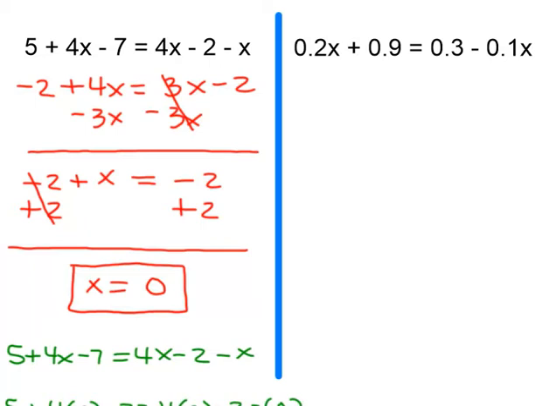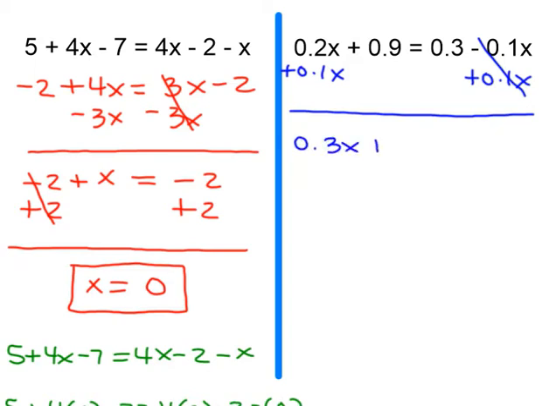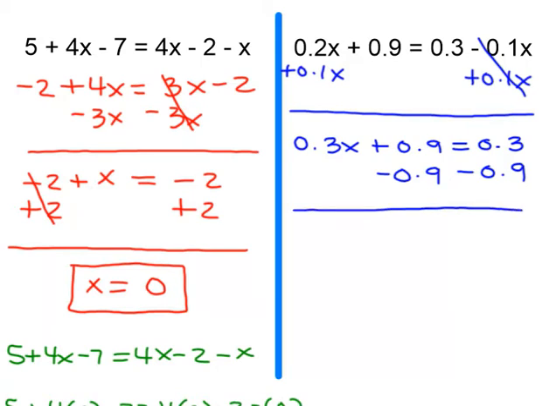So, no distributive property. On the left-hand side, we cannot combine like terms. On the right-hand side, we cannot combine like terms. So, let's go ahead and start moving variables. We're going to do plus 0.1x plus 0.1x. Those cancel. This is going to be 0.3x plus 0.9 equals 0.3. We're going to move this constant to the right-hand side. Minus 0.9 minus 0.9. This cancels.